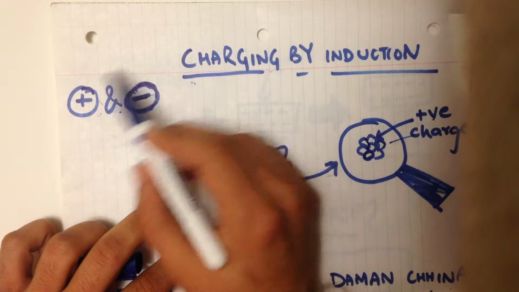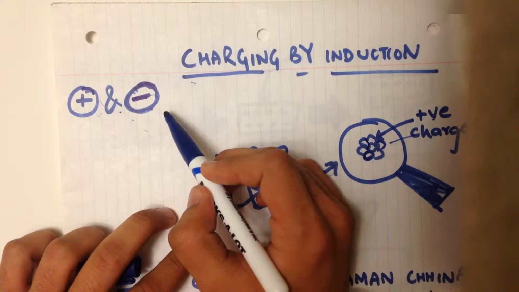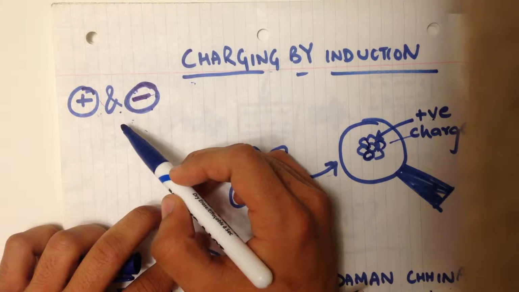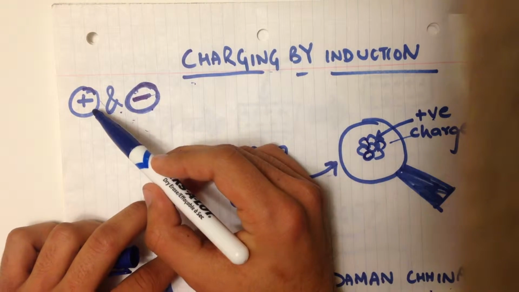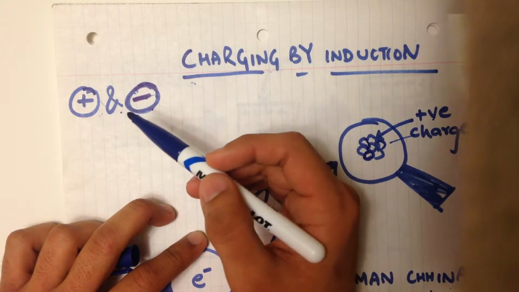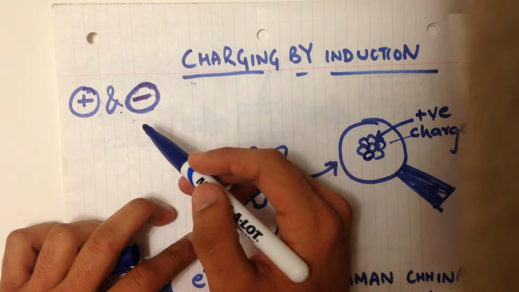Charges exist in two varieties, protons and electrons. Protons are positively charged, whereas electrons are negatively charged. The two different kinds of charges have similar electrical properties, but they complement each other.